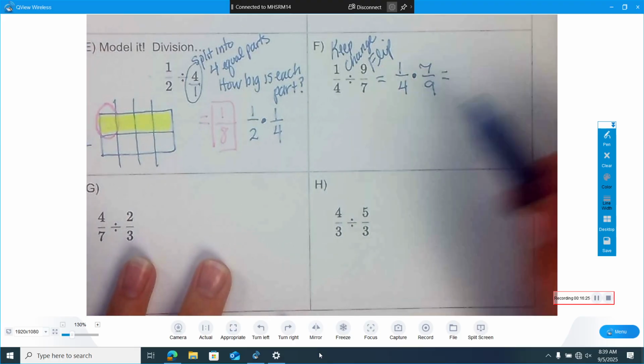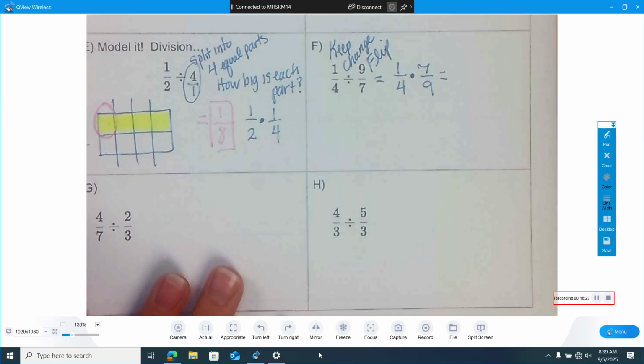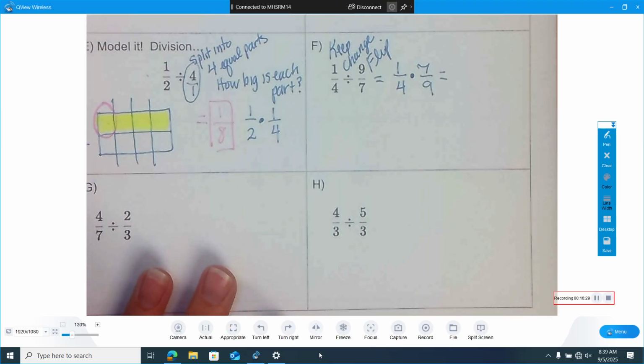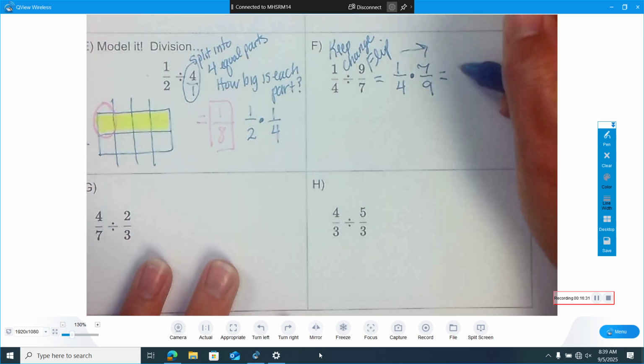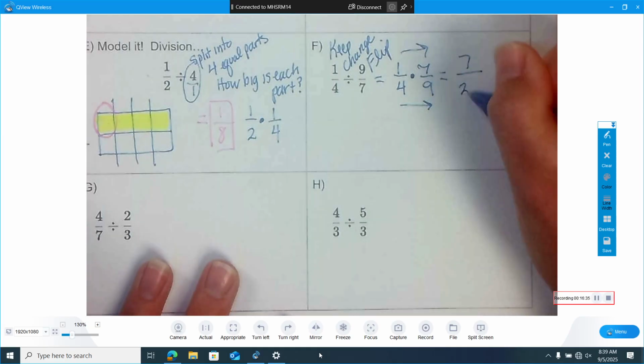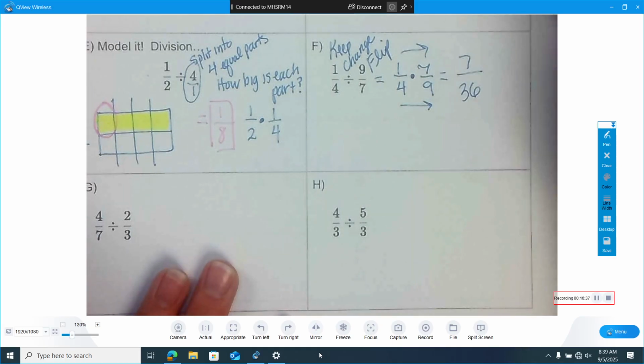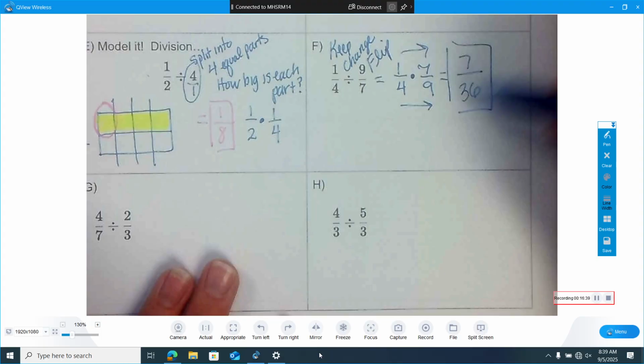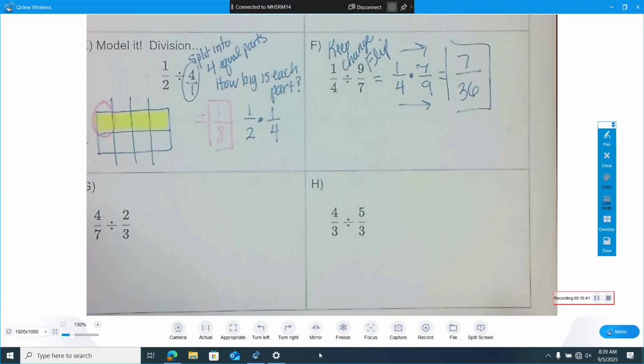Nice. Okay. Now that we're multiplying, how do we do it? 1 times 7. Straight across. 1 times 7 is 7. 4 times 9. 36. Very good. Does this reduce? No. Good. Final answer.